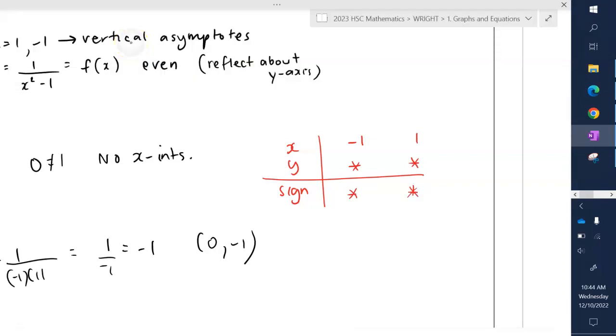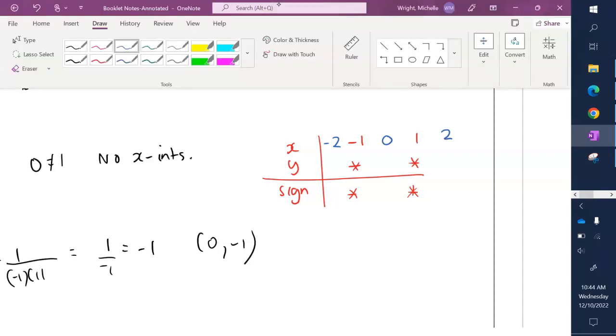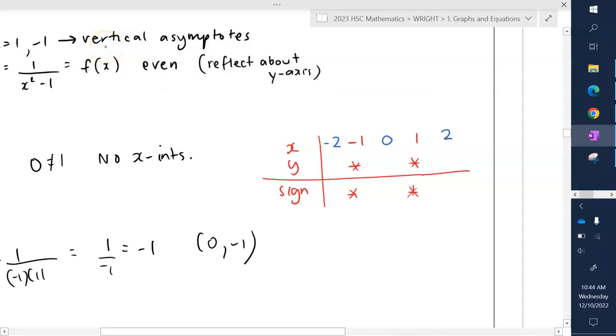So we want to find points either side of these. We're going to go minus 2 down here. We're going to go 0 in the middle. And we're going to go 2. So if we pop in values for x into each of those, we'll get our values for y, and then we can figure out what the sign is for those. So I'm going to pause it, work those out, and pop the values in for you.